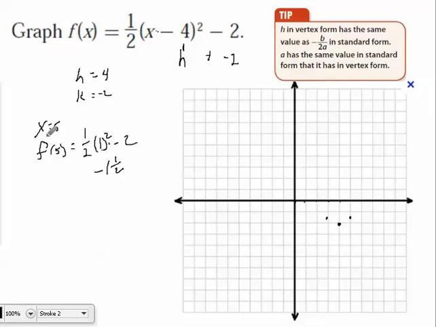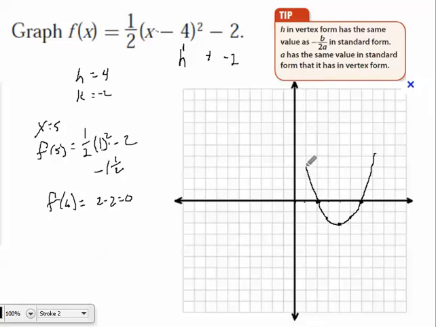Okay, let's try another one. Let's go to f of 6. Okay, if I stick a 6 in there, 6 minus 4 is 2. 2 squared is 4. Half of that is 2. 2 minus 2 is equal to 0. So at 6, it's going to be at 0. That means over here at 2, it's going to be at 0, because remember, it's symmetrical. And we can draw our graph just like that.